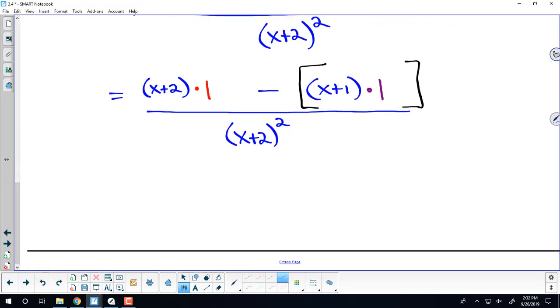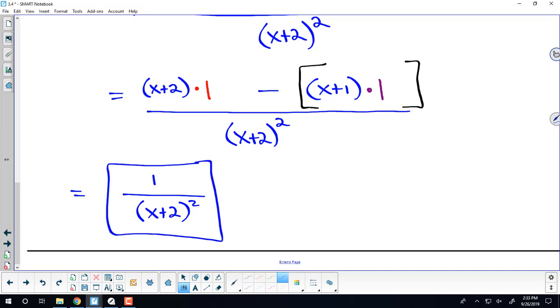So we have x plus 2 minus x minus 1 on the top. So the x's cancel out. 2 minus 1 is just 1, and then we'll leave the denominator alone. So that's our derivative.